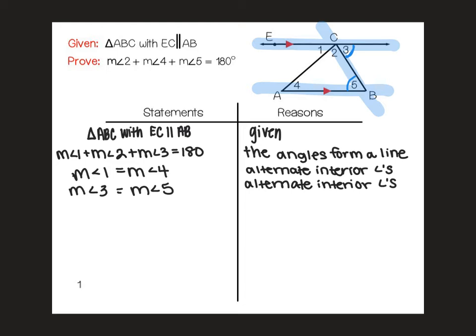Now if you notice, I have the measure of 1 equals the measure of 4. So I can take 4 and replace it anywhere I see a 1. Same thing with 3 and 5. I can take 5 and replace it anywhere I see a 3. So when I rewrite this, I'm going to put angle 4 where I see angle 1. So the measure of angle 4 plus the measure of angle 2 plus the measure of angle 5 equals 180. When we take things and plug them in, that's called substitution.